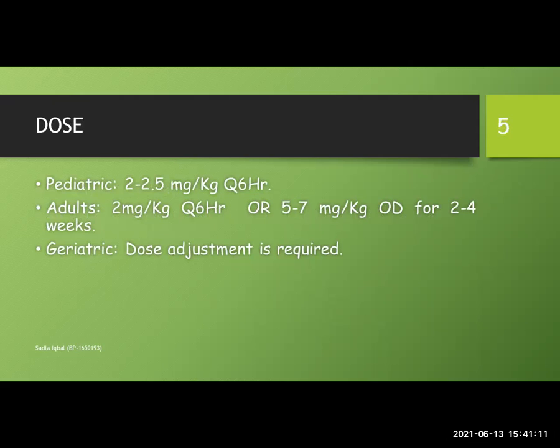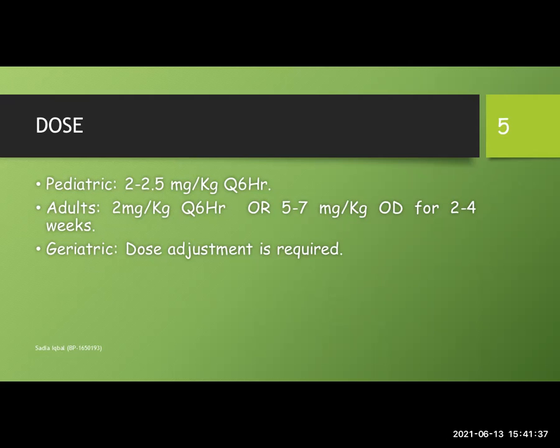Pediatric dose of gentamicin is 2 to 2.5 mg per kg Q6 hourly. In adults, it is used in a dose of 2 mg per kg Q6 hourly or 5 to 7 mg per kg once daily for 2 to 4 weeks. The maximum prescribed dose of gentamicin is 5 mg per kg, maximum of 400 mg, and the minimum prescribed dose is 2.5 mg per kg, maximum of 180 mg.